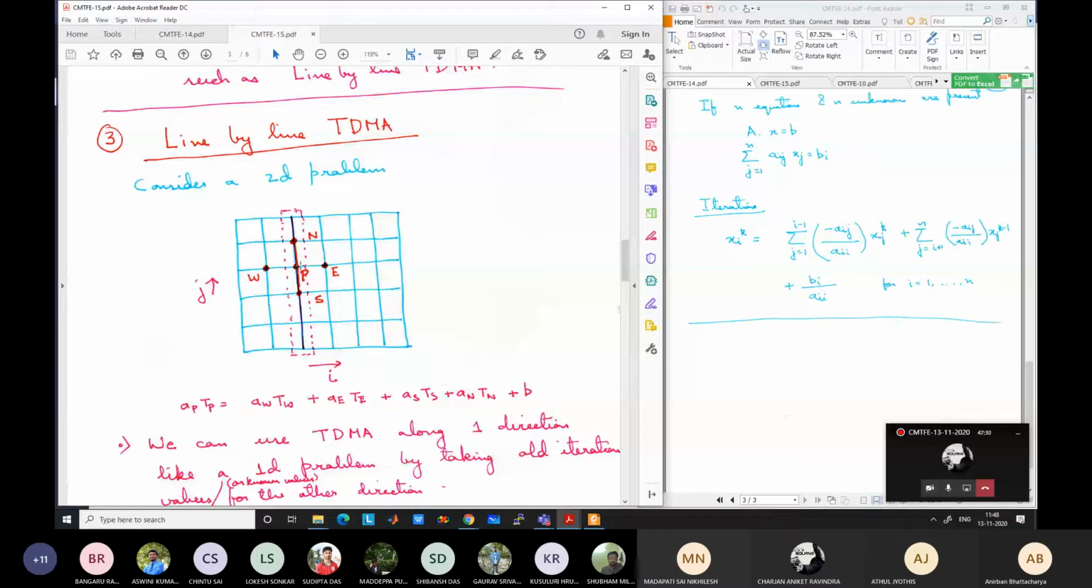If we consider any grid point like this, we know that the equation can be written in this form: APTP is equal to AWTW plus AETE plus ANTN plus ASTS plus source term B. So what is done to solve this problem by TDMA? TDMA, if you remember, can only accommodate a 1D problem where the matrix has 3 diagonals and all the other values are 0. So we break down this problem into a set of 1D problems.